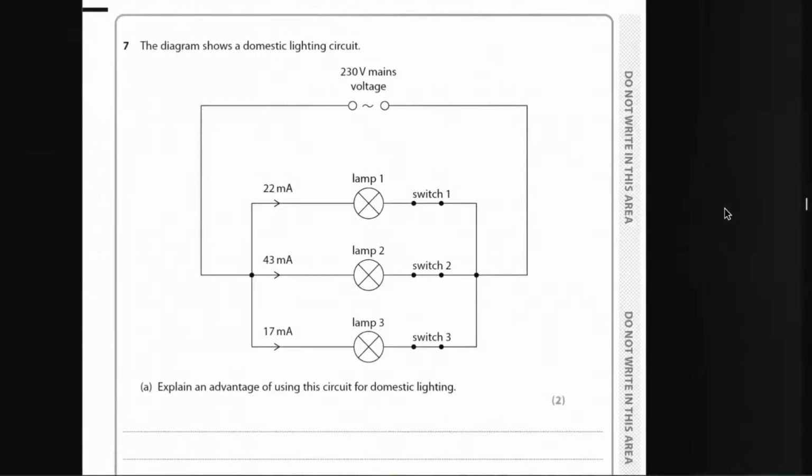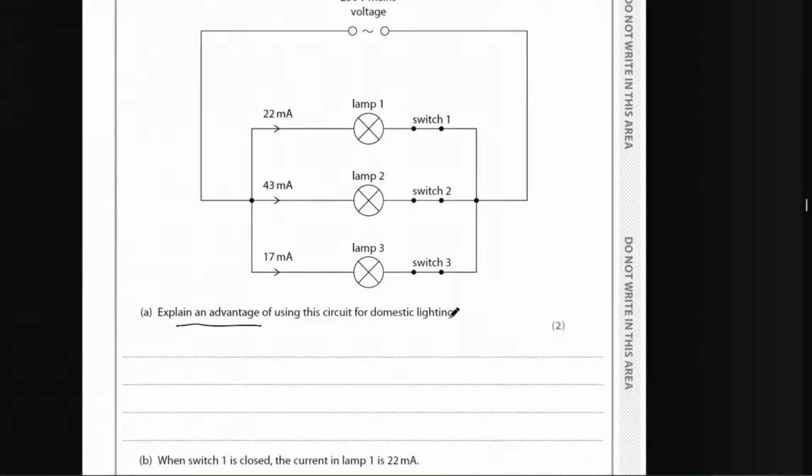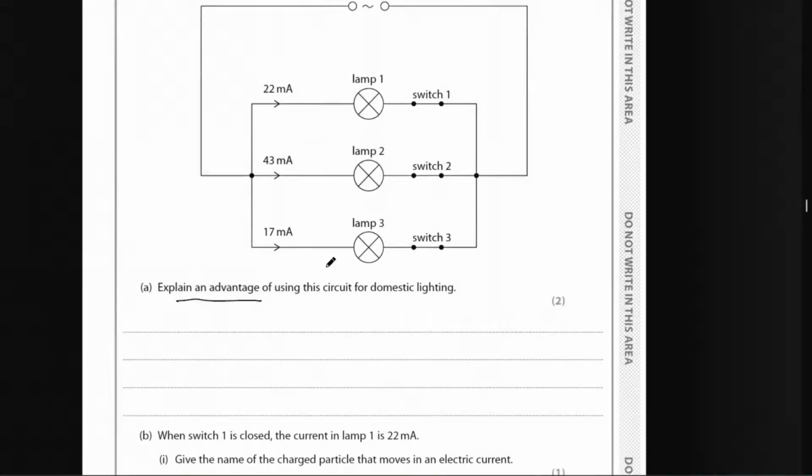Now let's look at question 7. The diagram shows a domestic lighting circuit. So we can see this is a parallel circuit with 3 lamps and 3 switches. Explain an advantage of using this circuit for domestic lighting. The advantage is that the lamps can be independently switched on and off. So let's write that down. The lamps can independently be switched on or off.